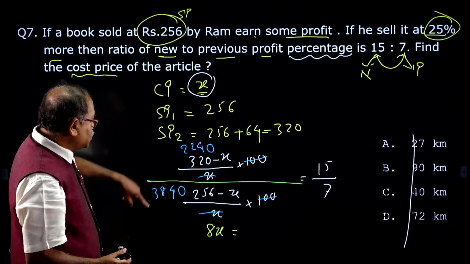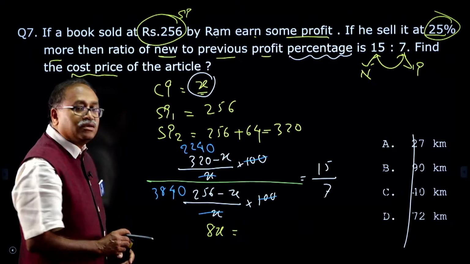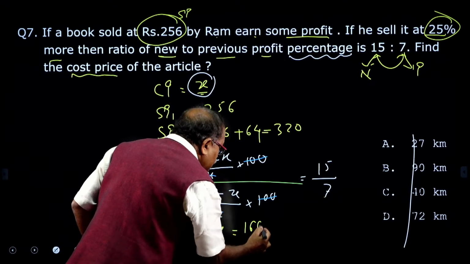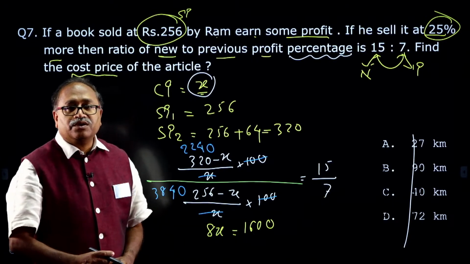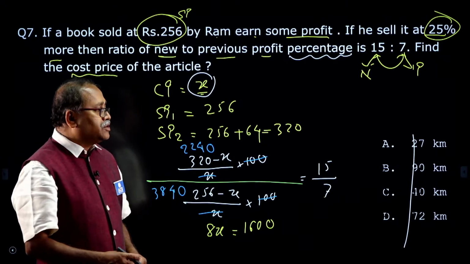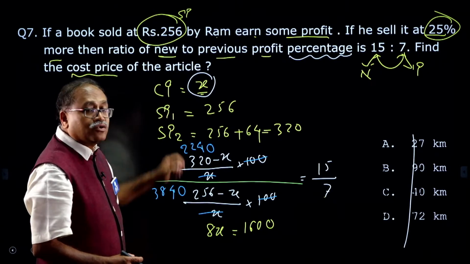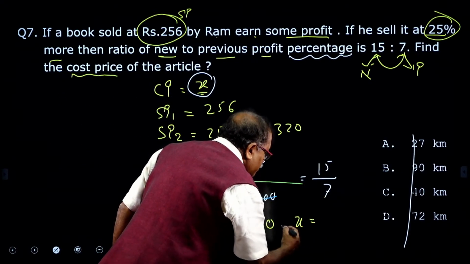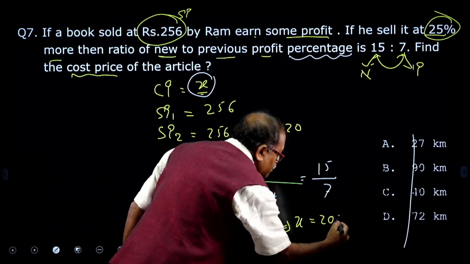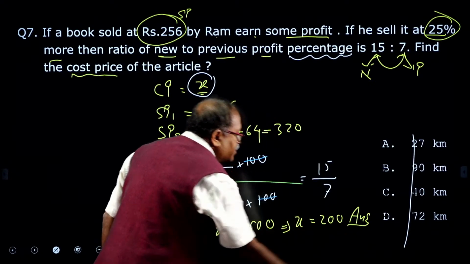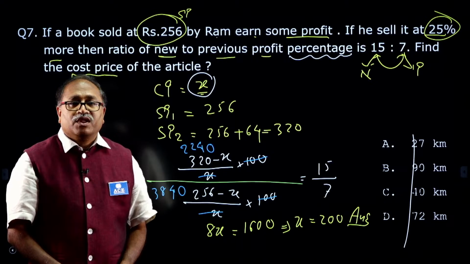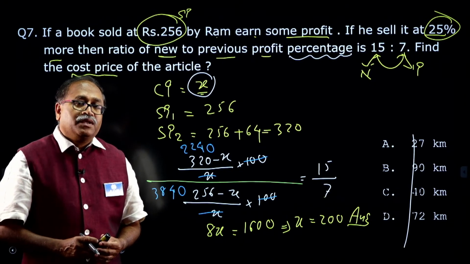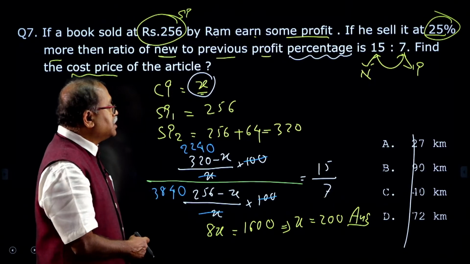I notice that 1600 is the difference. So, here it is 1600, 8x is equal to that, then what is x? Obviously 200, and what do I need? Cost price, the cost price is 200. So, x is equal to 200. That should be your answer, my dear friends. Hope the explanation is clear. Okay. Let us move on to the next question here.